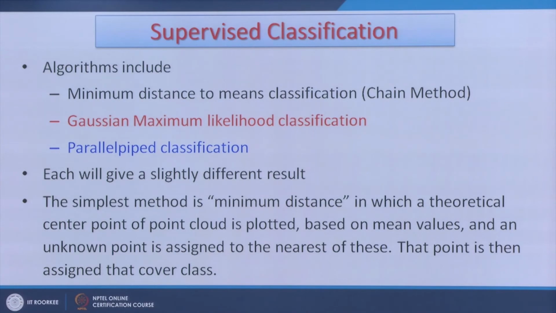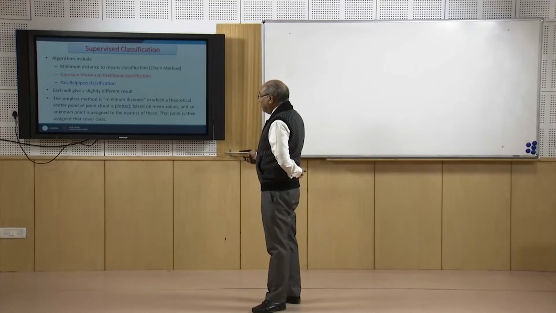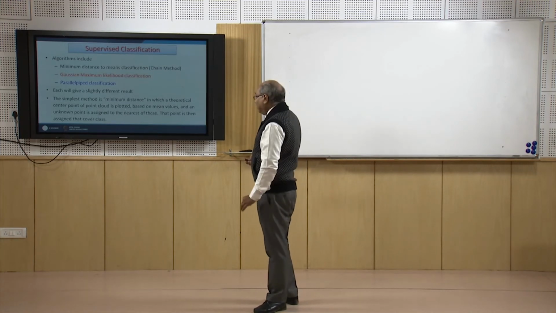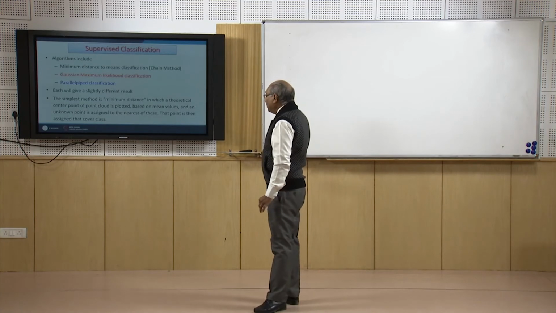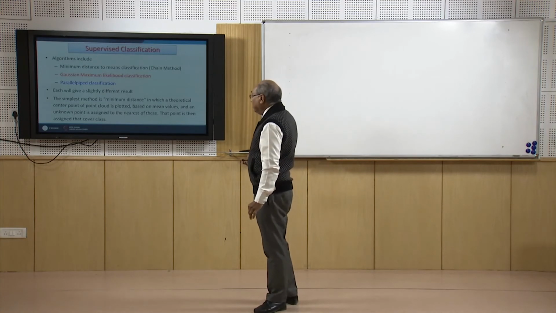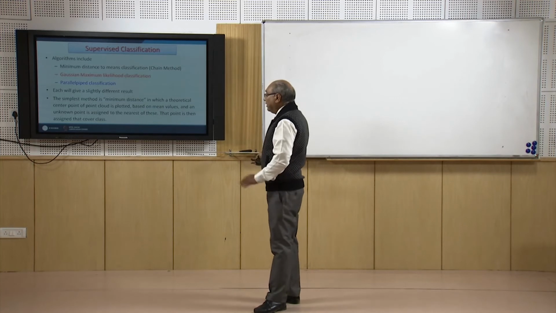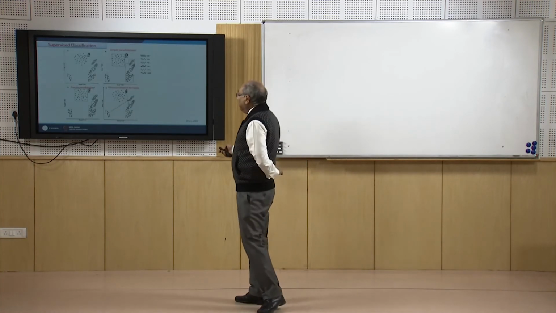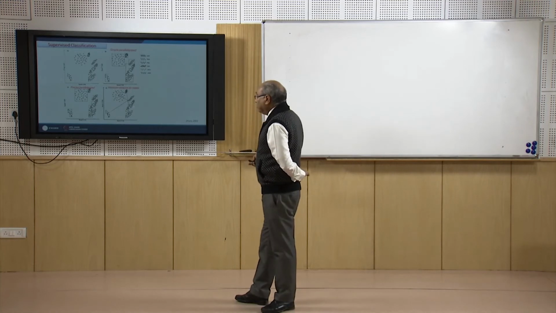The simplest method, as I have mentioned, is the minimum distance, in which a theoretical center point for each cluster is plotted based on the mean values, and an unknown point is assigned to the nearest of these, and the point is then assigned to that class. So here, first, minimum distance to mean. For each class, as mentioned, for each cluster there will be a mean, and for the entire image there will be a mean.